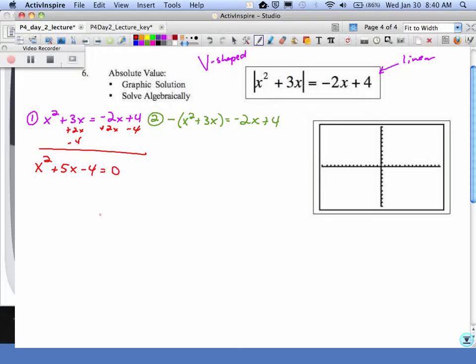On the negative side over here, my first step, I'm going to divide by negative 1 to get rid of the negative sign. When you divide the right-hand side by negative 1, the 2x becomes positive, the 4 becomes negative. Now, bring them to the other side. So add 4, subtract 2x. So we have x squared, 3x minus 2x is x. There's no other constant, so it's just plus 4.